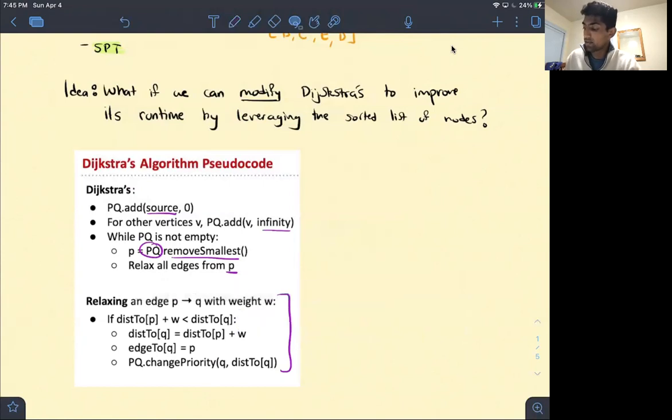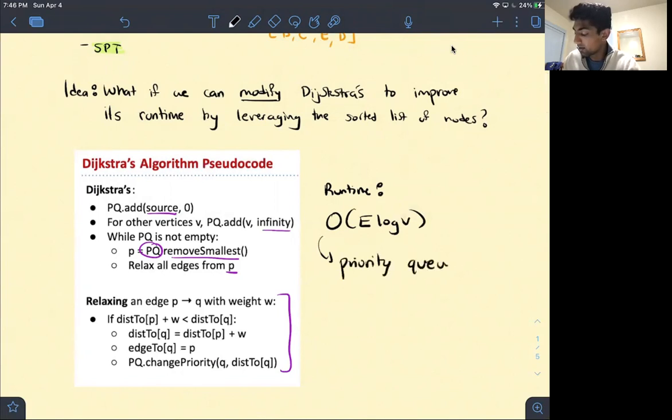So where would a sorted list of nodes maybe help reduce the runtime of Dijkstra's? Let's first remember what exactly constitutes the runtime of Dijkstra's. We know from lecture that the runtime of Dijkstra's is big O of E log V. And the reason Dijkstra's has this runtime is because the priority queue takes a while.